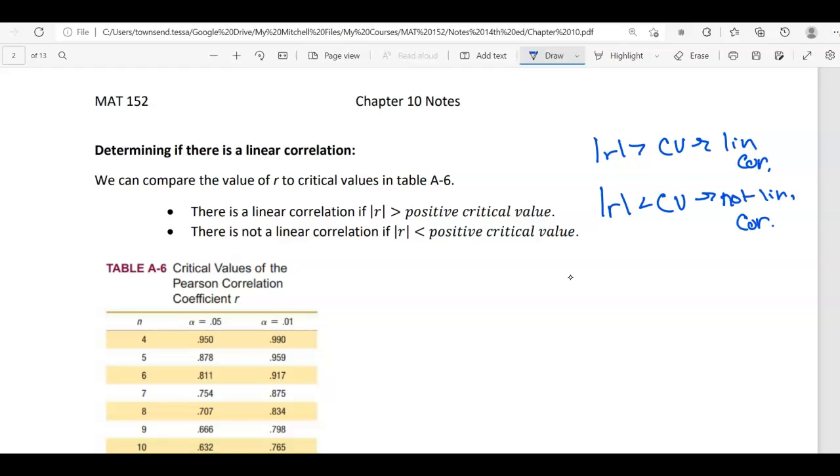Now, there could be something else. It could be quadratic. It could be some other type of relationship, or there may not be a relationship at all between those variables. That's really for you to look at the scatter plot to determine.